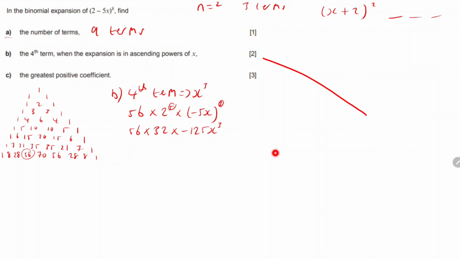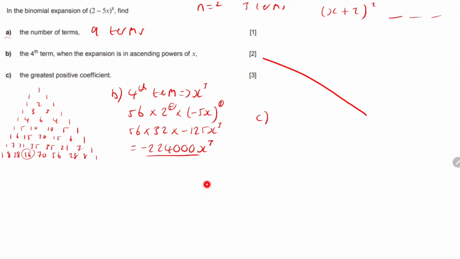Okay, so 56 times 32 times by minus 125, which gives you minus 224,000 x cubed. Okay, which is the biggest coefficient we've had by far in any of the questions today. Right then, okay, so part C.